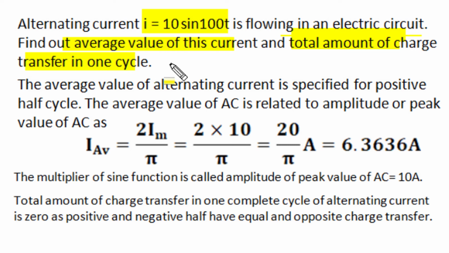But average values are defined for the positive half cycle, and for the positive half cycle the average value or DC equivalent charge transfer capability is 2 times amplitude divided by pi. The amplitude or peak magnitude of this current is this number 10 before the sine function, and when 10 ampere is doubled and divided by pi, we get 20 by pi or 6.36 ampere as the average value of this current. So this current having peak magnitude 10 ampere transfers charge equivalent to its average value of 6.36 ampere.